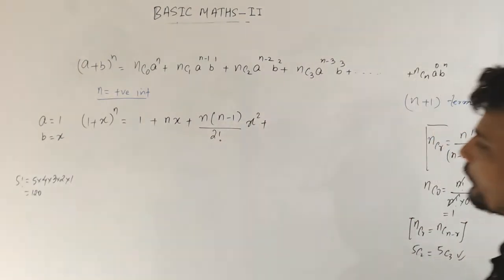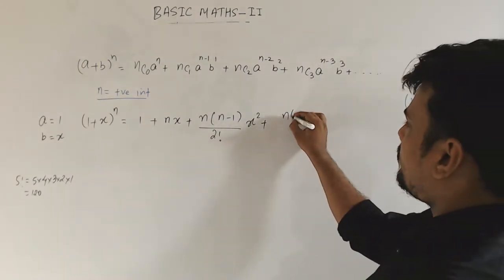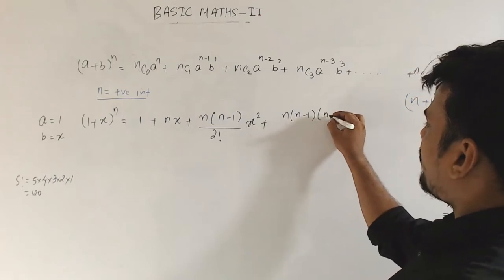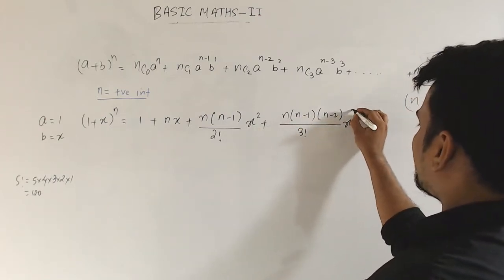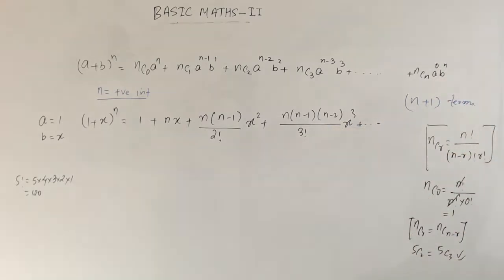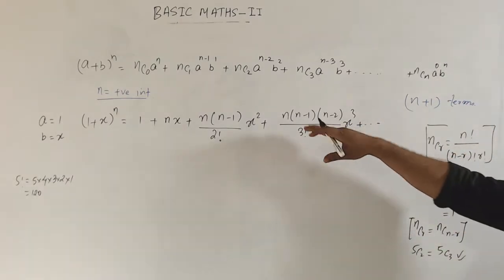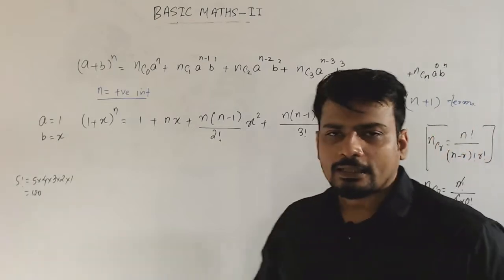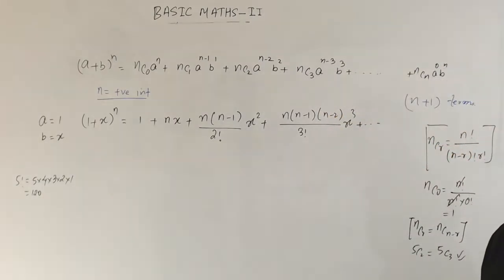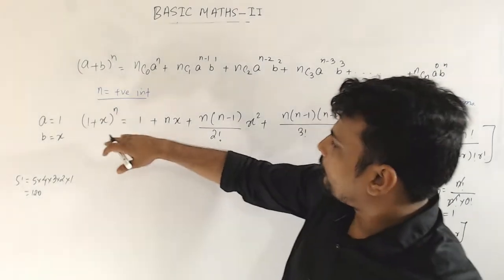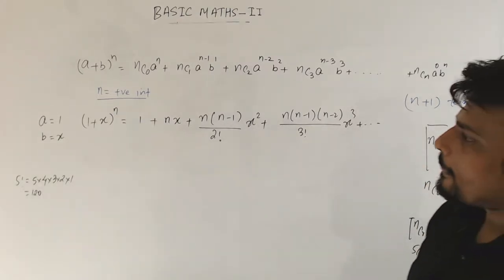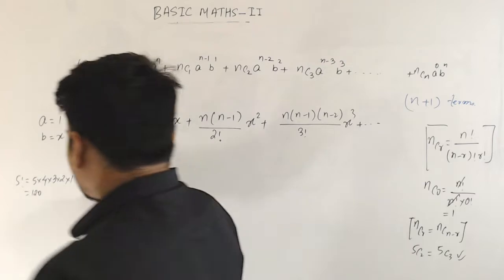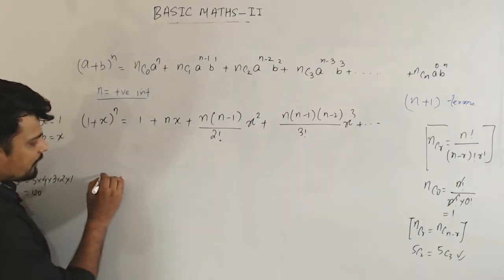The next term is going to be n times (n minus 1) times (n minus 2) upon 3 factorial. You can actually solve it if you want. You can just use this nCr formula and you'll get this only. That's not going to be a problem. So here we have (1 plus x) to the power of n, and it can be given like this. Now, the assumption that we need to make in physics is if this x is in between.